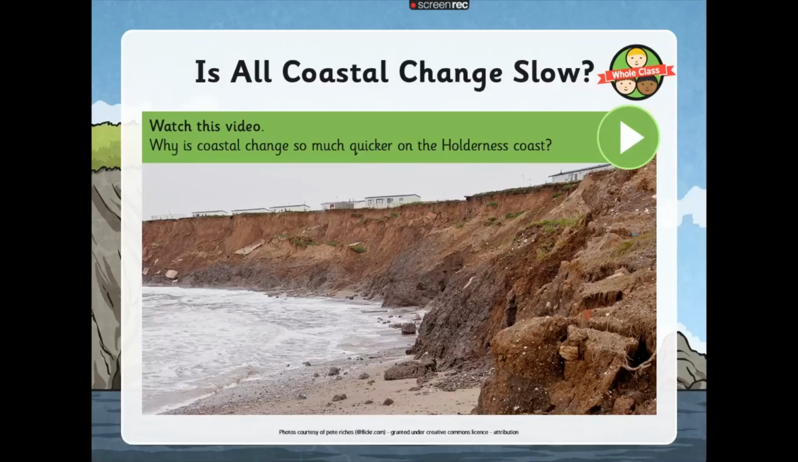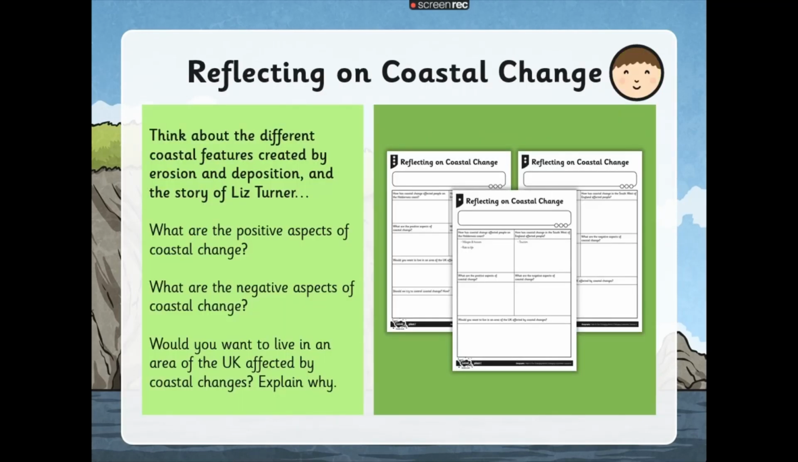Excellent. So it is now your turn to put what you've learnt into action. So you'll need to think about the different coastal features created by erosion and deposition and the story of Liz Turner. So you're going to have to answer questions such as what are the positive aspects of coastal change, so what are the good things about coastal change. Now I talked a lot about that, about the southwest of England, so that was this sort of box on the side here. A lot of it has been done there for you from my speaking.